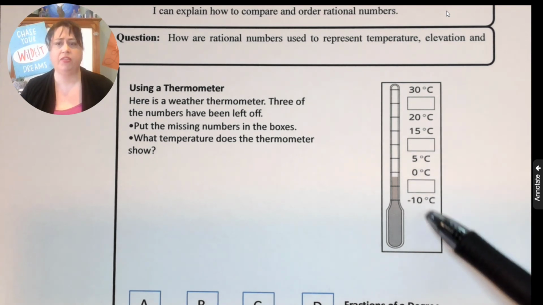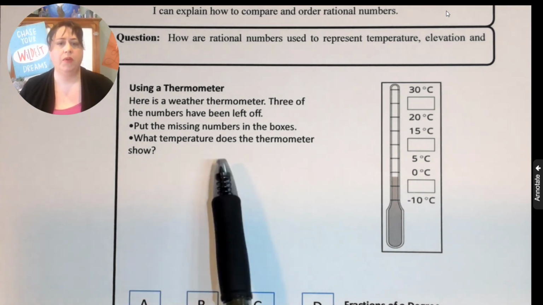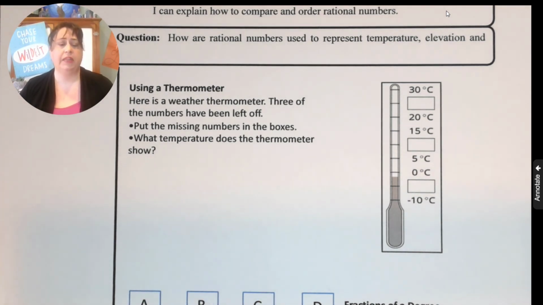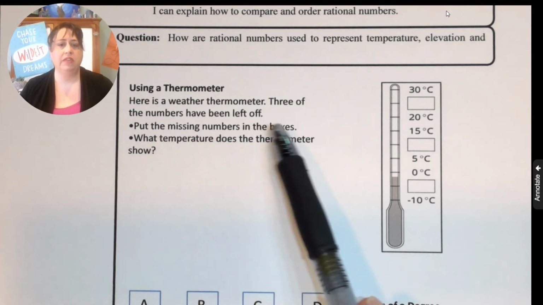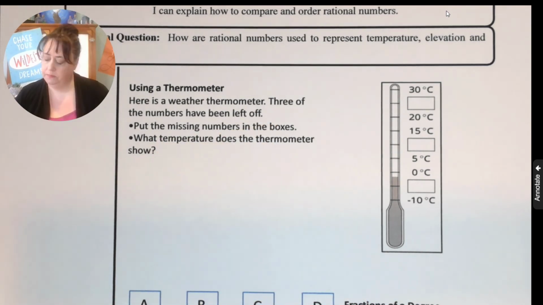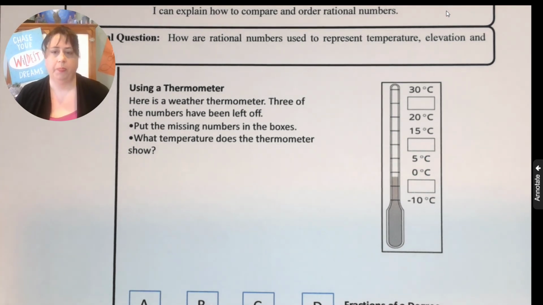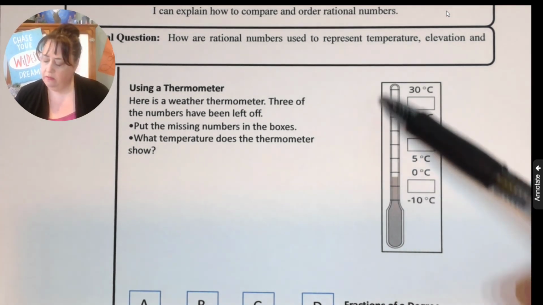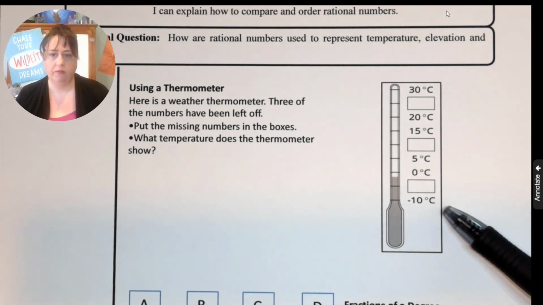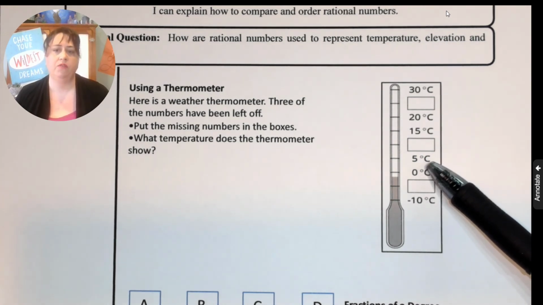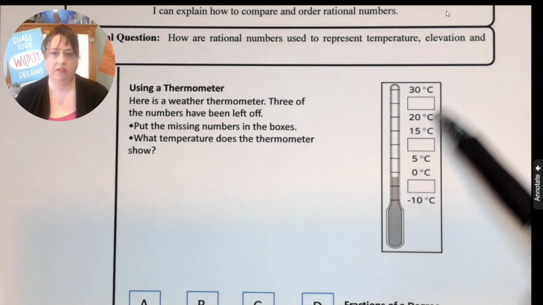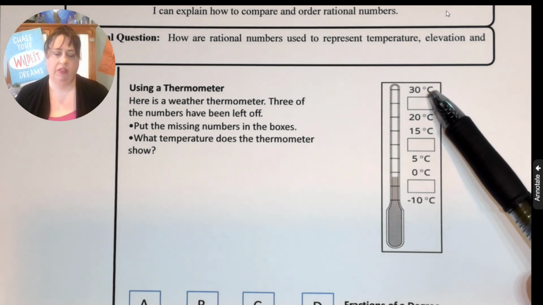So right here we have a thermometer. Here's a weather thermometer. Three of the numbers have been left off. We want to put the missing numbers in the boxes. What numbers do you think belong here, here, and here? If we look at our temperatures right here, we see that we have the numbers negative 10 degrees Celsius, a blank, 0, 5, a blank, 15, 20, a blank, and a 30.